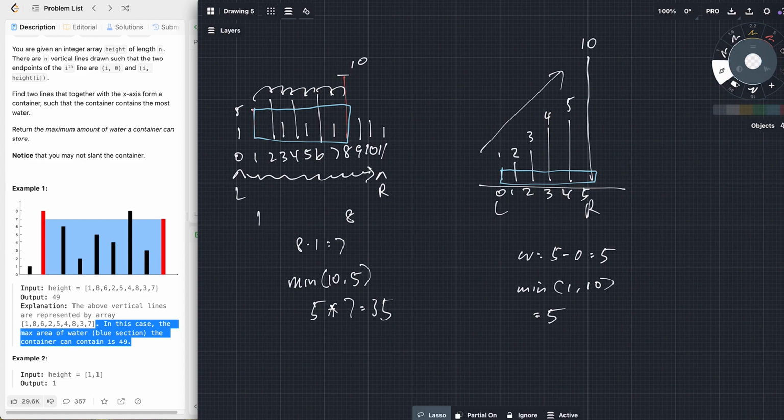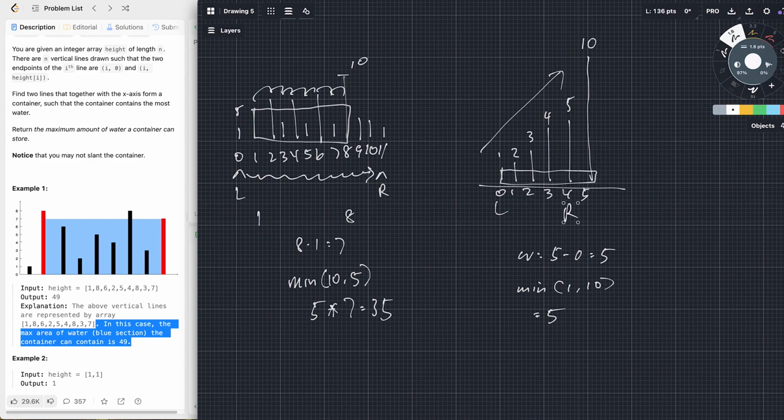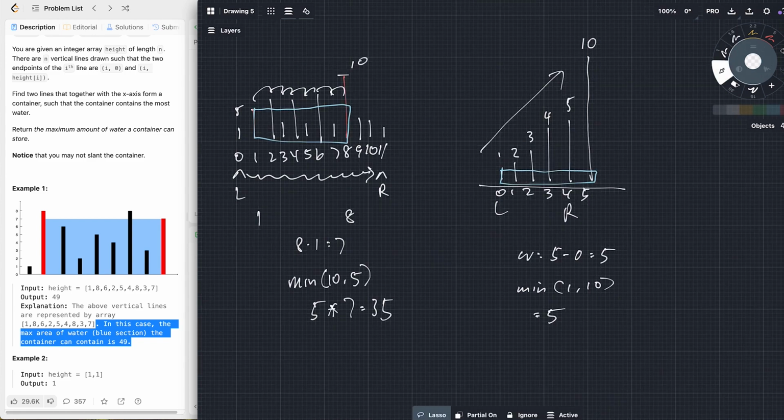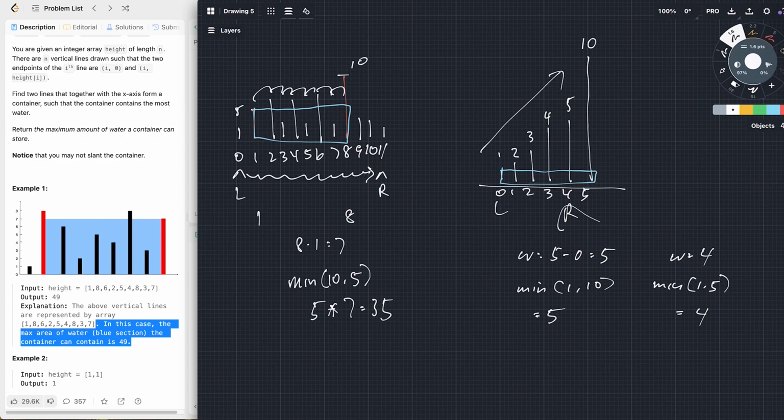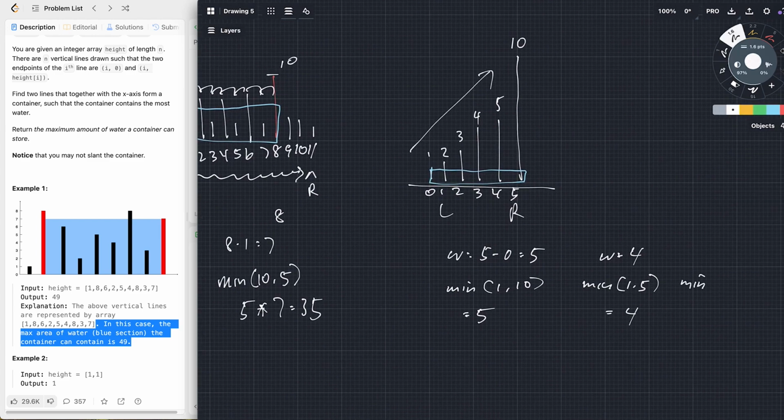Let's think about it. Let's say we moved right. If we moved right, well, the minimum height is now of 1 and 5, right? The width is now 4, so that's going to get us 4 times 1, 4, right? What if we moved left? Well, width is 4, but now it's going to be minimum of 2 and 10, and that's going to get us an area of 8, right? So this one's actually better.